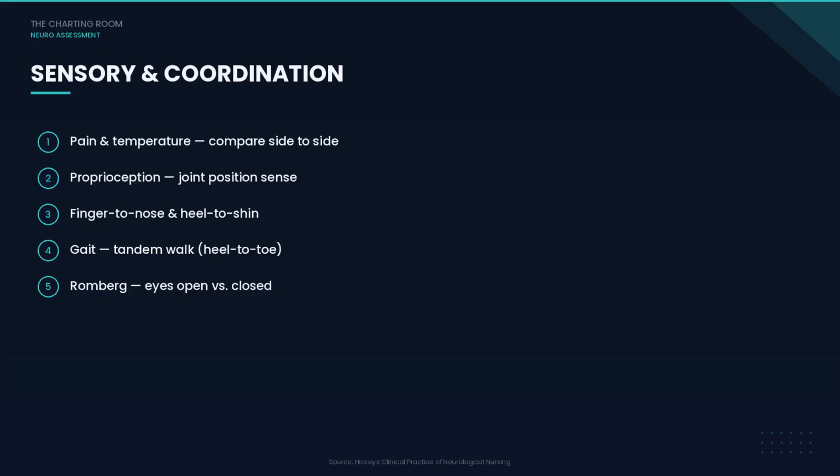The Romberg test checks something different, proprioception, not cerebellar function directly. Have the patient stand with feet together, first with eyes open, then closed. If they're steady with eyes open, but sway or nearly fall once their eyes close, that's a positive Romberg, and it points to a dorsal column or proprioceptive problem, not the cerebellum. Cerebellar disease causes instability whether the eyes are open or closed.